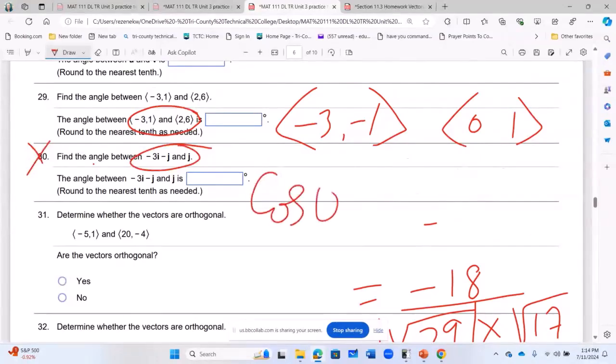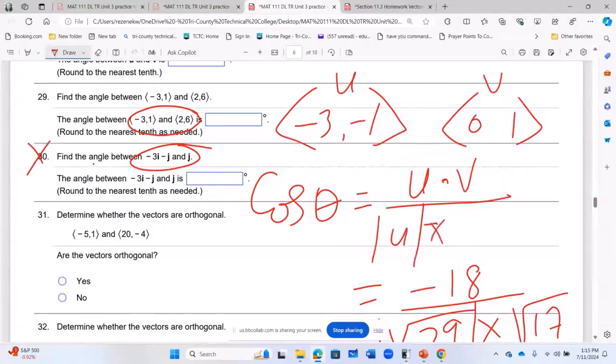Angle between two vectors is cosine theta. I'll call this one u, I'll call this one v. U dot v all over the absolute value of u multiply the absolute value of v. Absolute value is magnitude. When we get to polar coordinates, we'll call it modulus. Magnitude and modulus are the same. So in unit 4, we shall call it modulus. But magnitude and modulus are going to be the same.